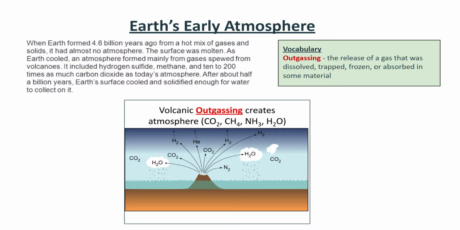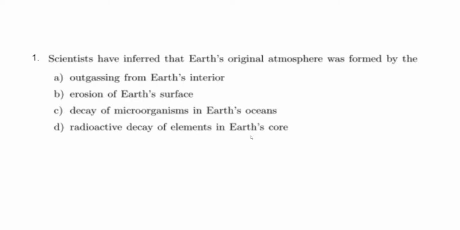Outgassing is the release of gas that was dissolved, trapped, frozen, or absorbed in some material. In this case, gases like these were trapped inside the Earth and they started spewing out of volcanoes to form the Earth's atmosphere. So, if you were asked, how did the Earth's early atmosphere form? You would say the early atmosphere formed from volcanic outgassing, or the release of gas from the interior of the Earth, such as carbon dioxide, methane, and so on.